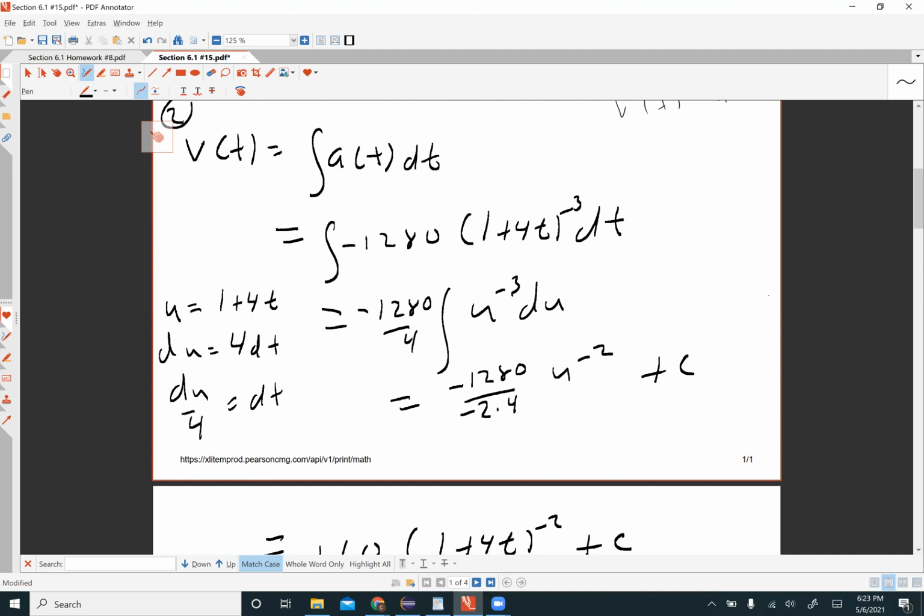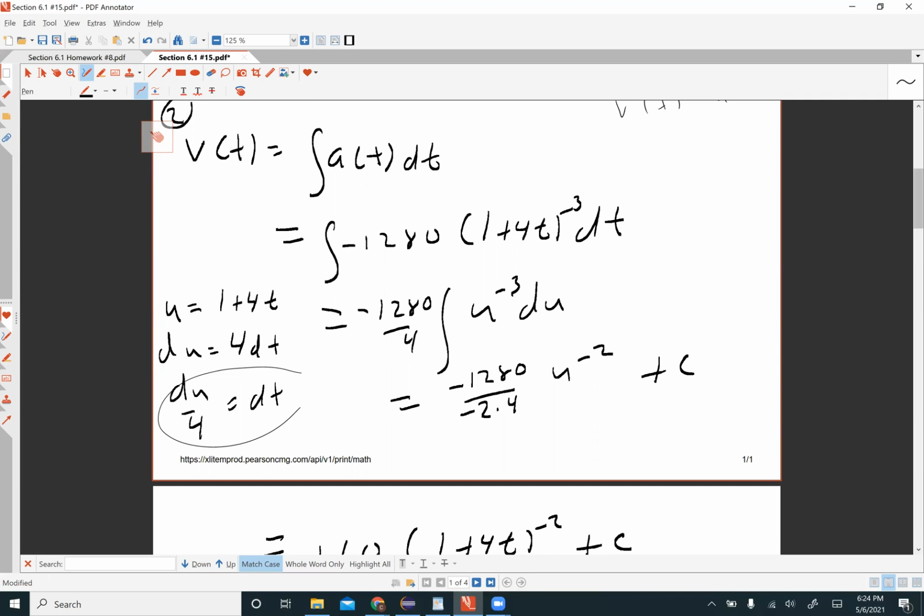We have to be careful because we have to undo the chain rule. The inside function is 1 plus 4t, so du is equal to 4 dt. We solve for dt, and we get dt is du over 4. I want everything in terms of u now, so I replace 1 plus 4t with u. And so we end up with the integral of negative 1280 over 4, u to the negative 3rd power, du.